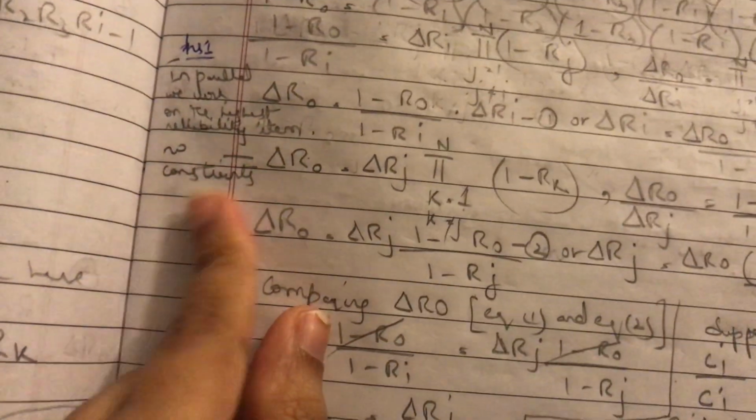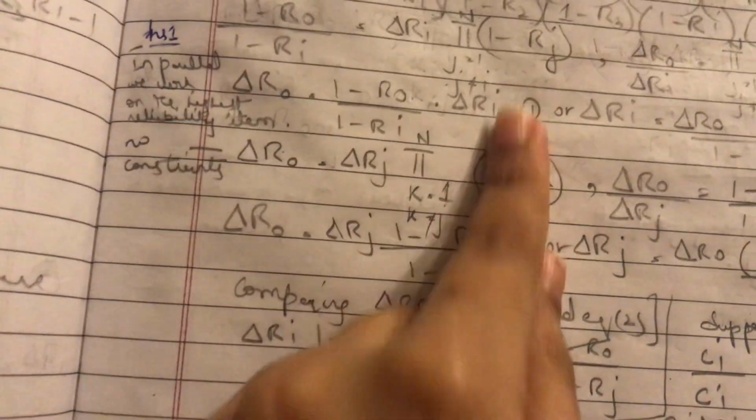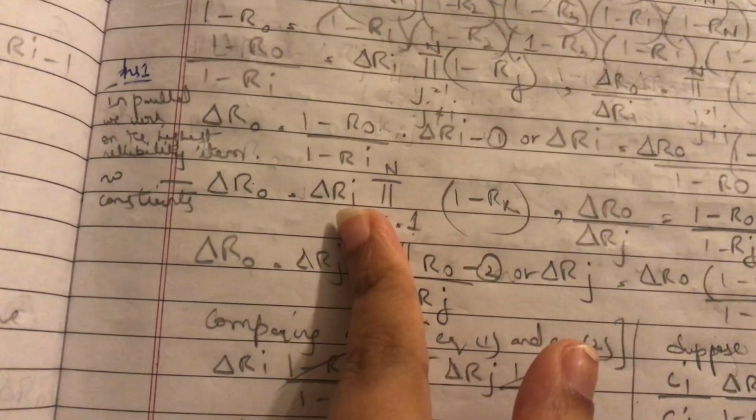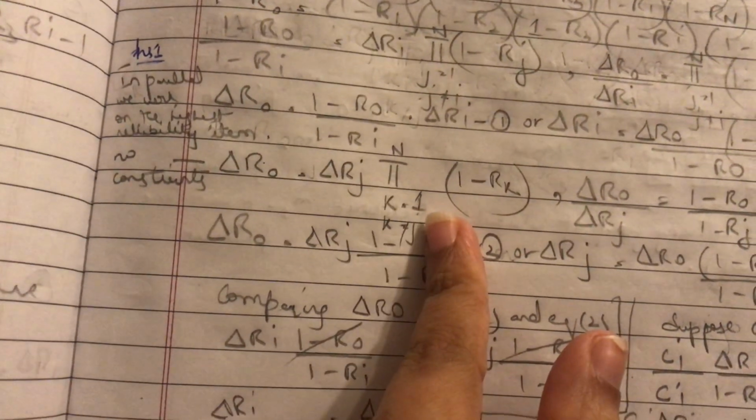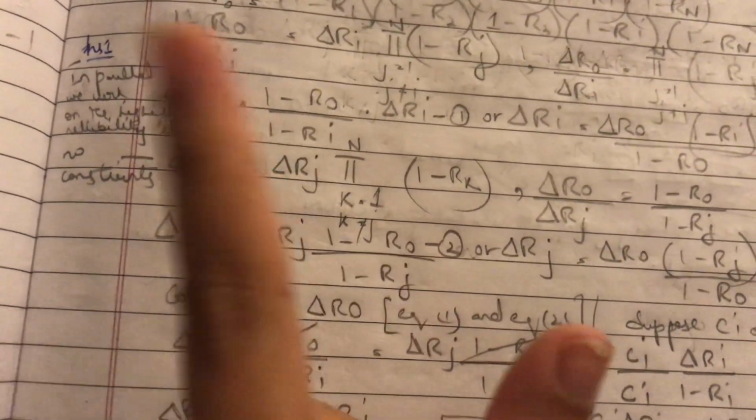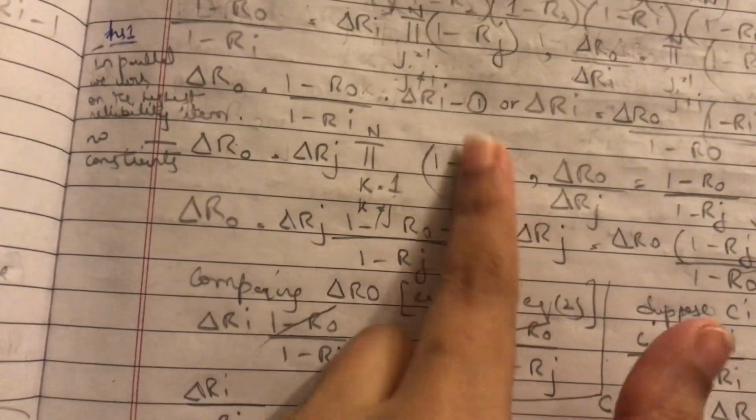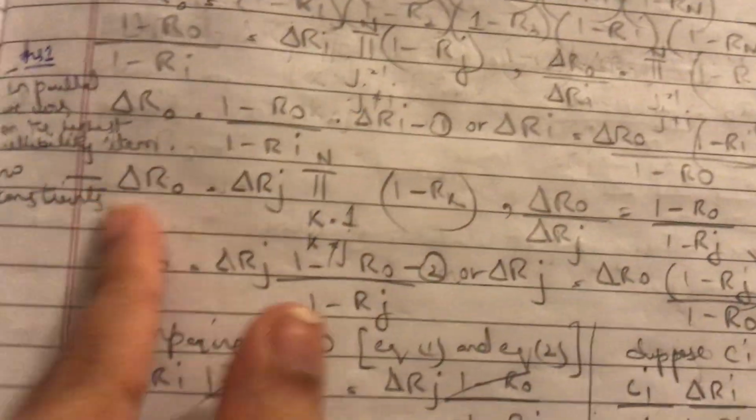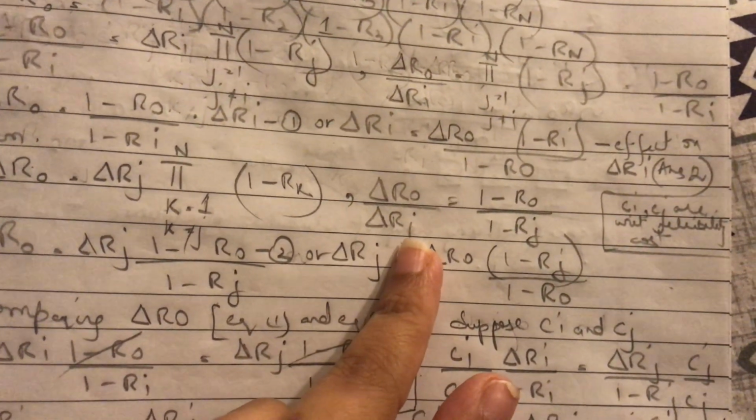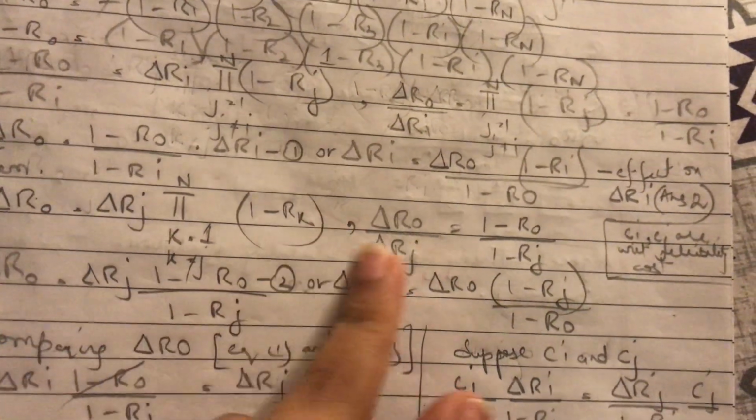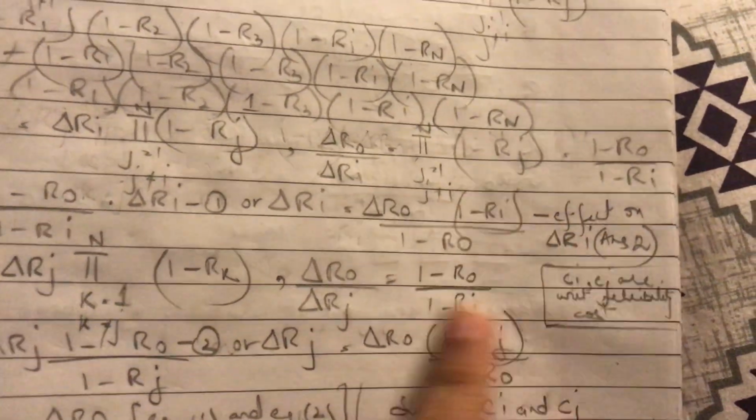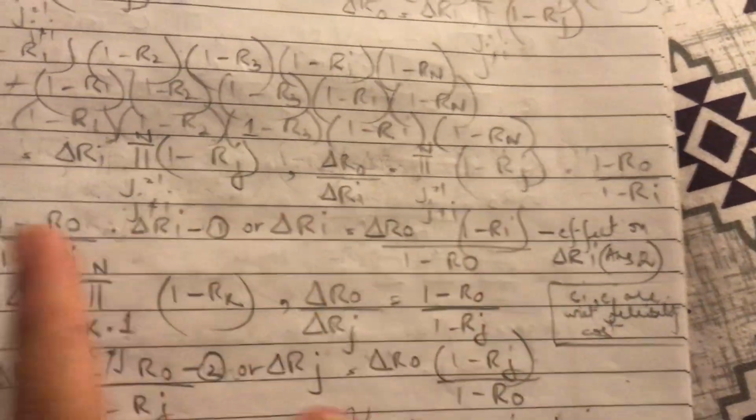So again we are talking about no constraints. When we have no constraints, you remember that we took delta R0 like this. We talk about delta Rj and we take k as going from 1 to n, and we put it like j not equal to k and 1 minus Rk. So this is the equation when we take it as no constraints. So it's simple that this delta Rj comes here like this, delta R0 over delta Rj, and the rest we got from what we know.